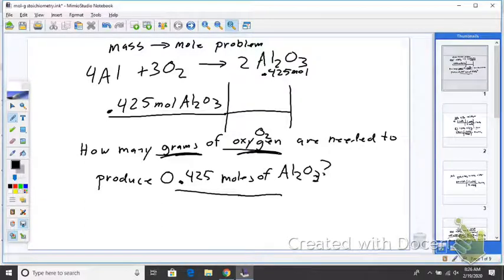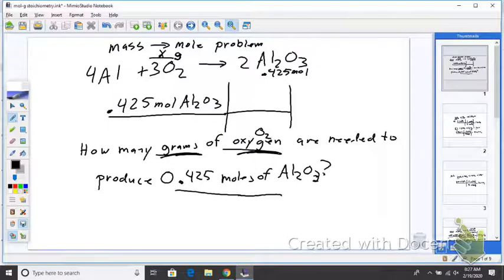I like writing my grams above and moles below just to keep the units separate. So I'm going to go to grams. This is where I want to end up. I need to get to this spot where I get that value of grams. So what can we do to advance forward so that we can eventually find grams? Because we can't do it in one step. We have the amount of aluminum oxide, but we don't have the number of molecules or particles of O2.